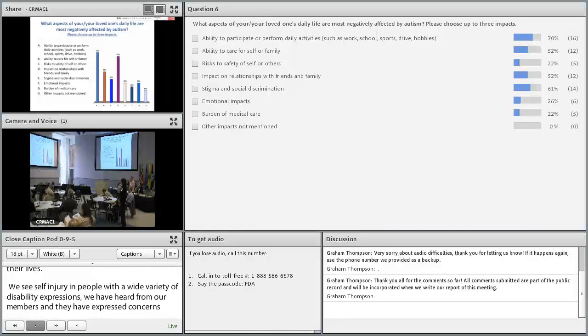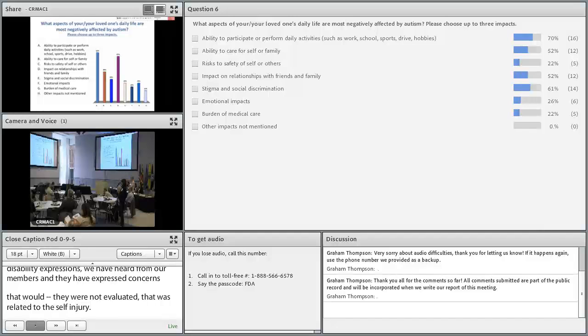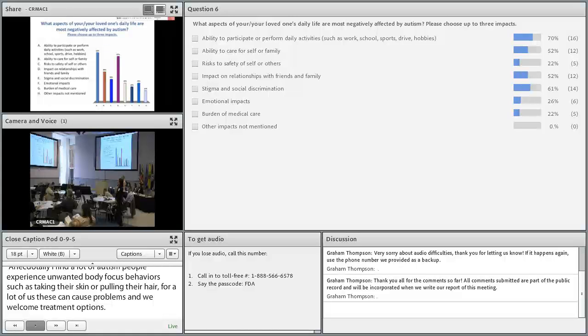Anecdotally, I find that a lot of autistic people also experience unwanted or compulsive body focus behaviors, such as picking their skin or pulling hair. And for a lot of us, these things can cause problems, and we may welcome more treatment options. But it's important that although these would be classified as repetitive behaviors, we don't experience them the same way as we experience things like hand flapping or pacing. Speaking only for myself and the people I've spoken to about this, those unwanted compulsive body focus behaviors are a different experience.